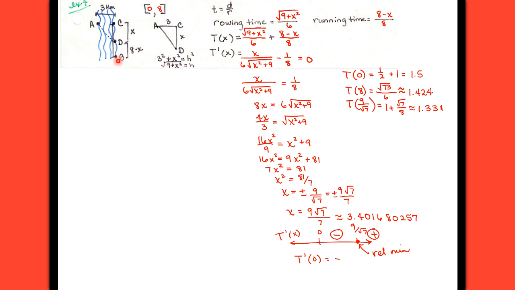rest of the way. Now, it's important with the word problem that you answer the question that was asked. So if you go back and look, it asks you, at what point on the shore should you land in order to minimize your time? So that's literally just going to be our x value. Where do we land? We land approximately 3.4 kilometers down the shoreline, or 9 square roots of 7 over 7. And so that's the answer that we want to give.